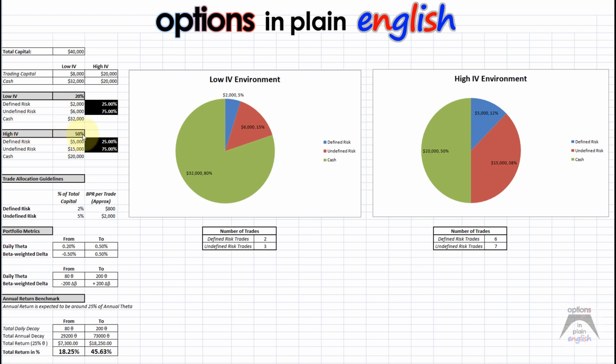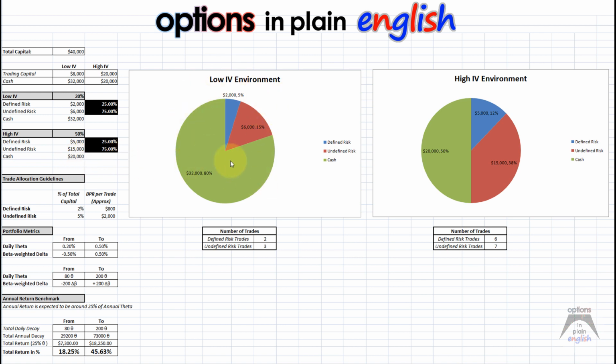If we have a high IV, those numbers grow, of course, because we have now more capital, but the split, the proportion is the same, 25-75. So we would put $5,000 to defined risk trades and $15,000 to undefined risk trades. Okay, and we're going to keep 20,000 in cash.